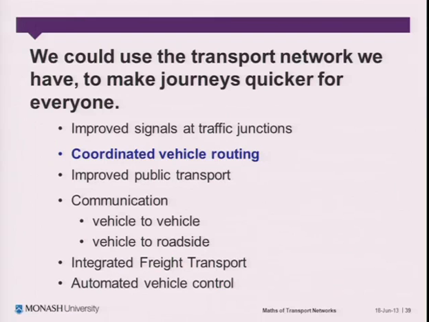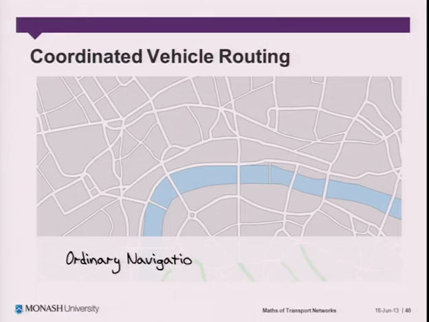Okay, so that's a bit about the traffic signals. I want to talk about coordinated vehicle routing next, which is looking at how to navigate or coordinate routes advised to multiple vehicles. Ideally, you'd have all vehicles being coordinated.